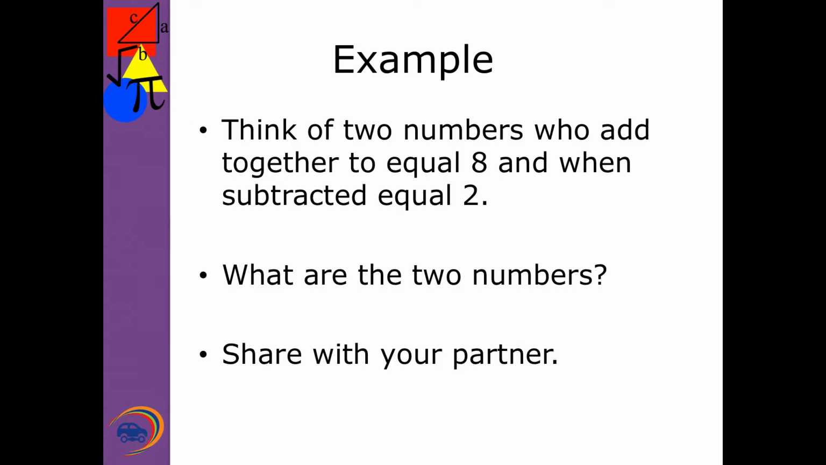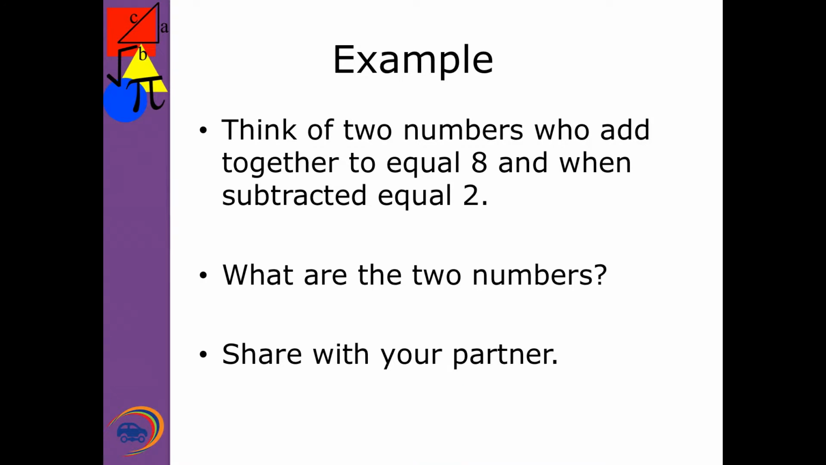I don't want you to do any math other than just figure out the two numbers. I want you to find two numbers that when you add them together, the sum is 8, but when you subtract them, they equal 2. So find out what the two numbers are. Pause the video, and I'll meet you back here in a minute.